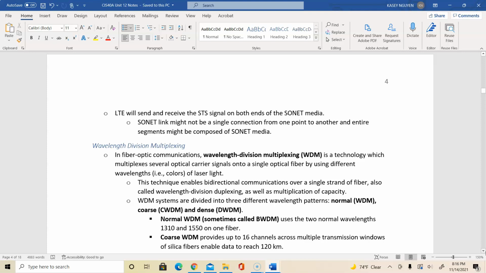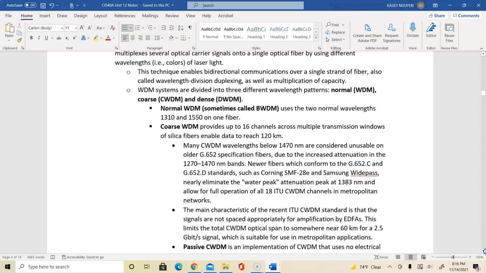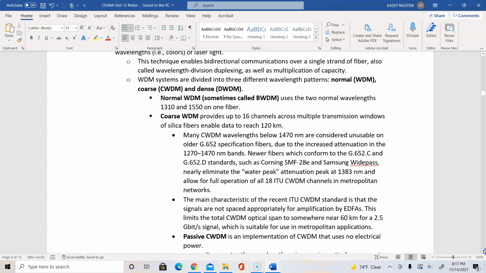So coarse wavelength goes a lot further than the normal wavelength. And it's able to carry multiple channels, like what is described there. And then you also have the passive coarse wavelength division multiplexing. Then you would have the implementation of coarse wavelength with no electrical power. That is considered the passive.